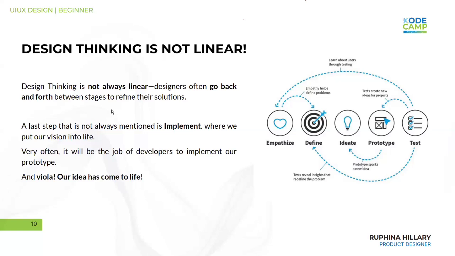A last step that is not always mentioned in the design process, after the test that I mentioned previously, is the implement. This is where we put our vision to life. Very often it is the job of the developers to implement our prototype. This is why it's not usually mentioned: it's not really our job to implement. We have done our job with the empathy, the define, the ideate, the prototype, and the testing. Now it's left for the developers to implement what we have designed. And voila, our idea has come to life. So that's basically how we go from an idea in your head to a design on Figma.